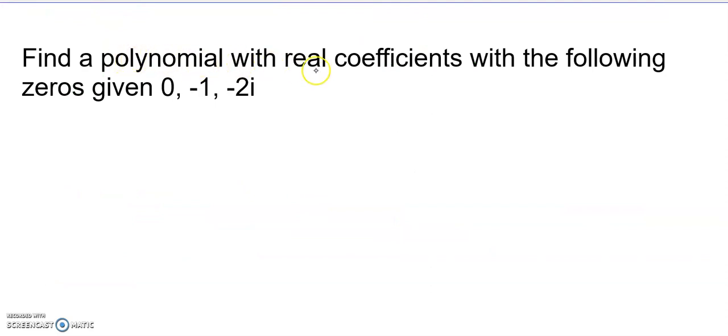Okay, let's start with our first example. It says find a polynomial with real coefficients with the following zeros given: 0, -1, -2i. Now, let's think about that. We're told that the zeros are x equals 0, x equals -1, x equals -2i.